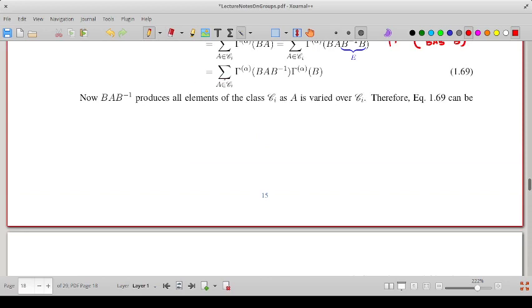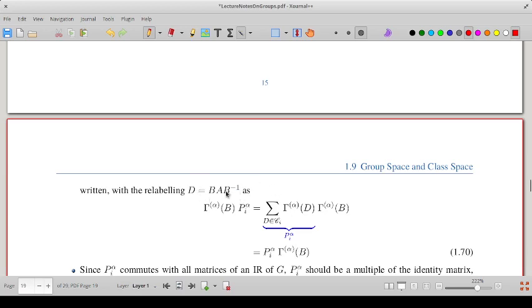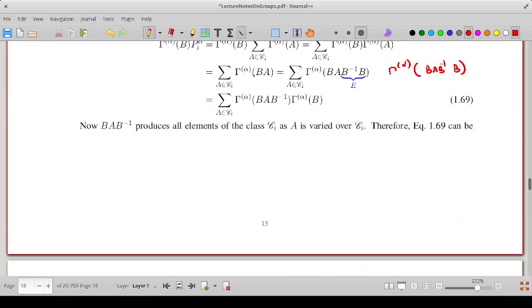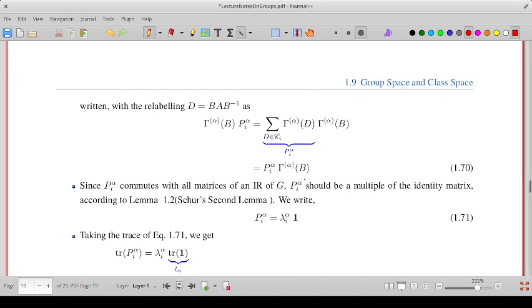Then in this summation, instead of taking the summation over A in Ci, since D is also in A, we could take the summation over D. In that case, this will become D. And since B inverse is equal to D, that means B has to appear over here. So B can appear as B itself. It doesn't matter. So in the summation, I can write it as the summation over D, D an element of Ci, gamma alpha D, then gamma alpha B.